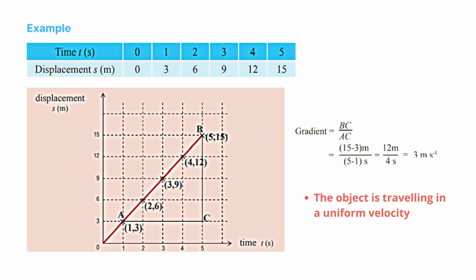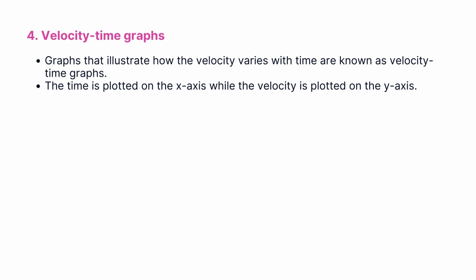I hope you have understood how to draw displacement time graphs. Now we will discuss velocity time graphs. In order to represent the variation of velocity with time, velocity time graphs are used. In velocity time graphs, the time is plotted on the x-axis while the velocity is plotted on the y-axis.